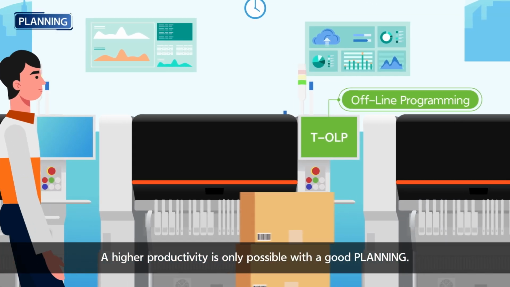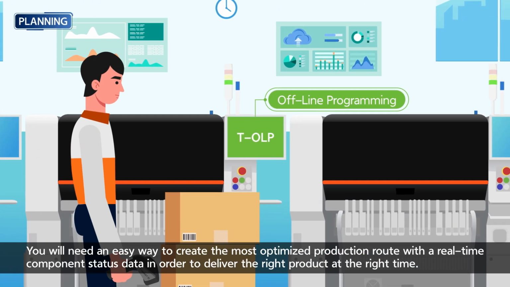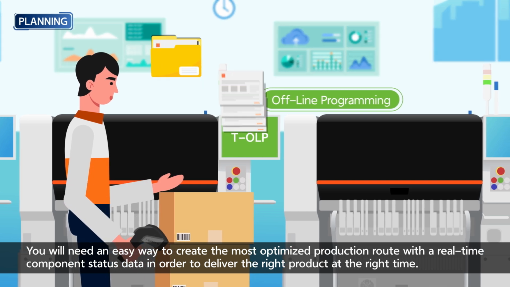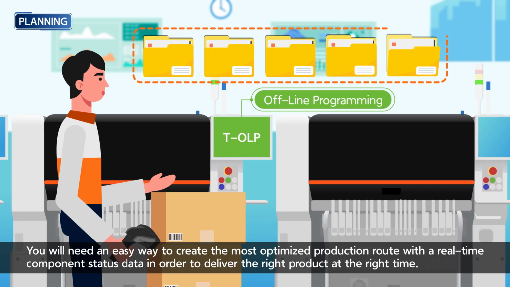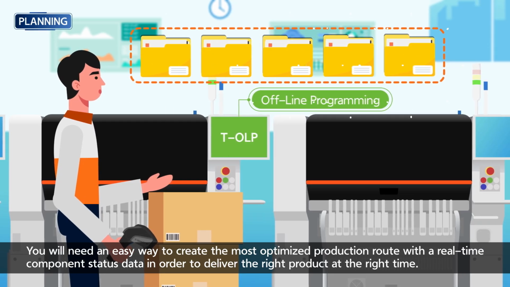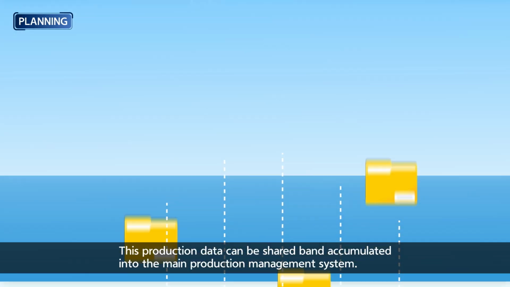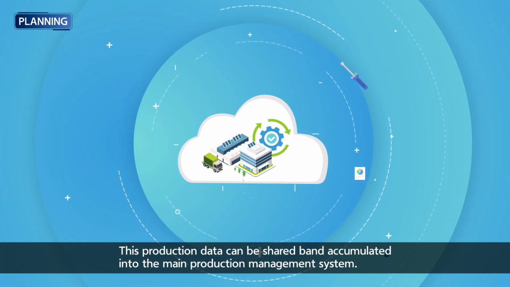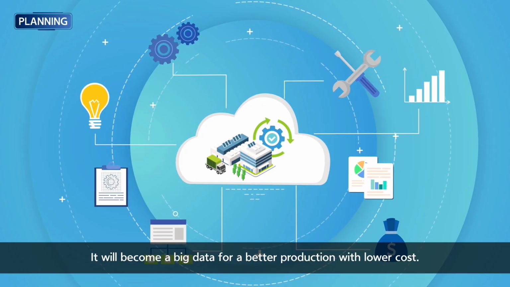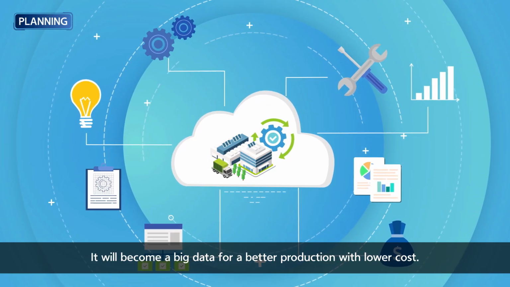A higher productivity is only possible with good planning. You will need an easy way to create the most optimized production route with real-time component status data in order to deliver the right product at the right time. This production data can be shared and accumulated into the main production management system. It will become big data for better production with lower cost.